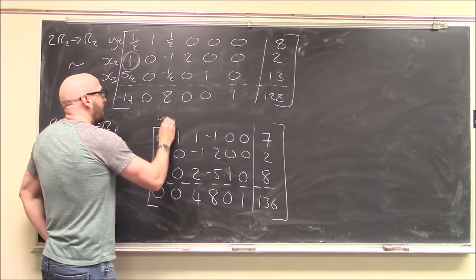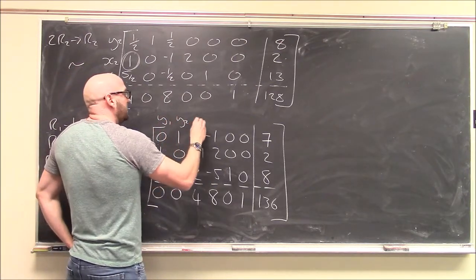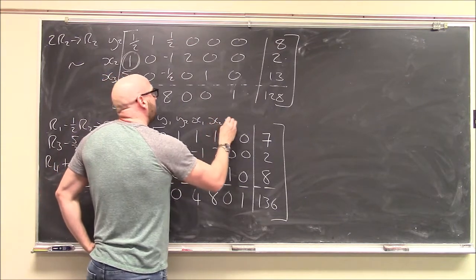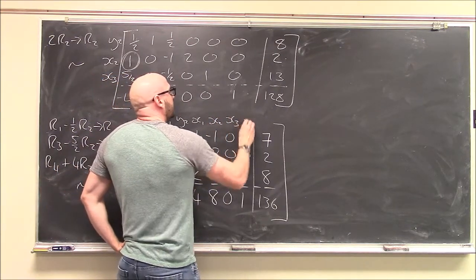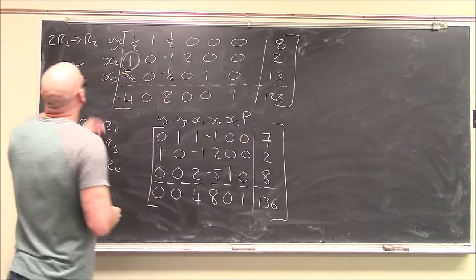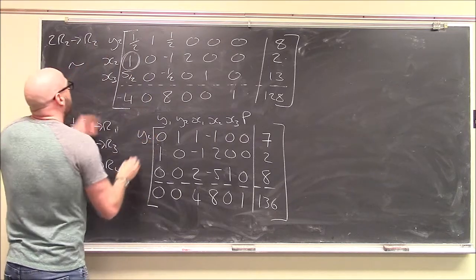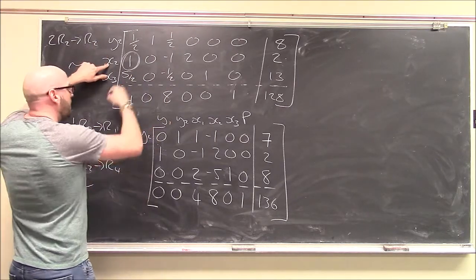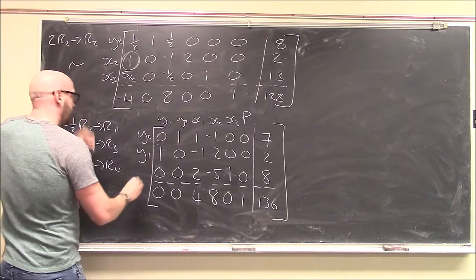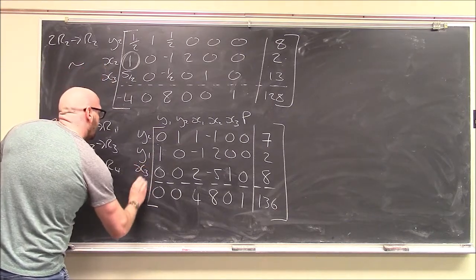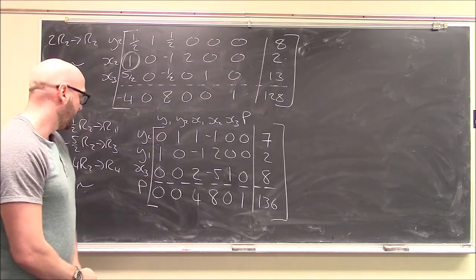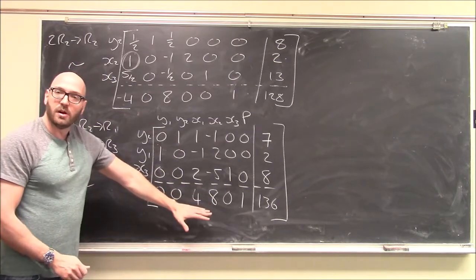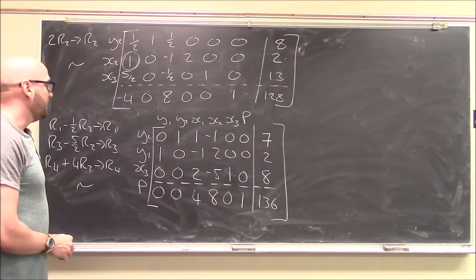So I've got y1, y2, x1, x2, x3, and p. We had y2 here, x2 is exiting, y1 is entering, so y1 and x3 and p. I have no negatives left at the bottom here, so we are done. We can read off the solution.